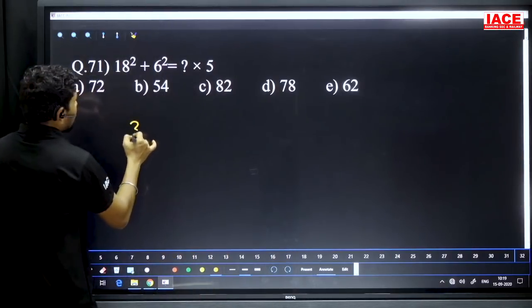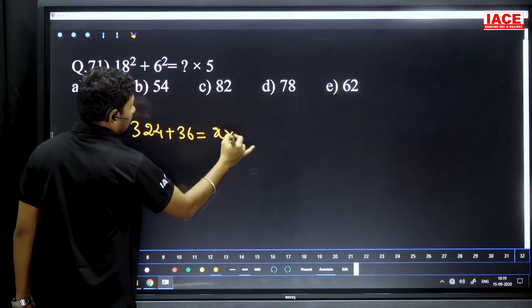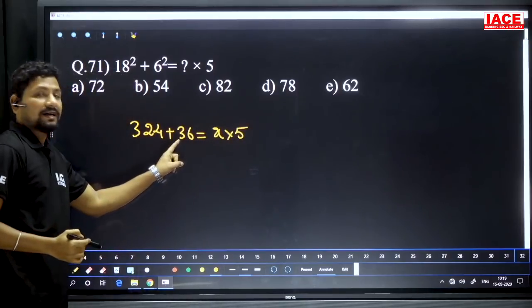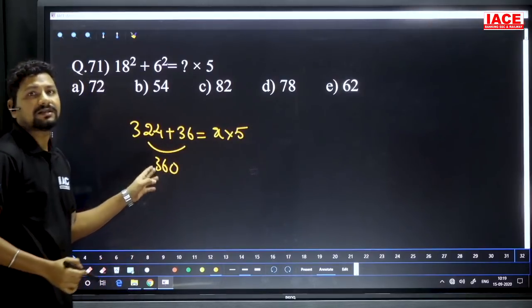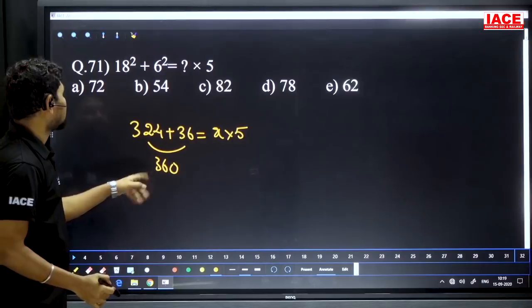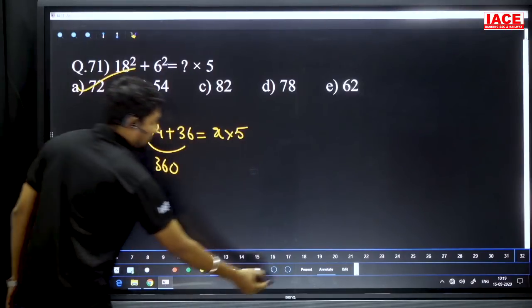Next, 18 square is 324 plus 6 square is 36, x into 5. 324 plus 36, both are added, it is 360. 360 is divisible by 5. 360 is divisible by 5 means then what is the value we will get here? 72. Option A.